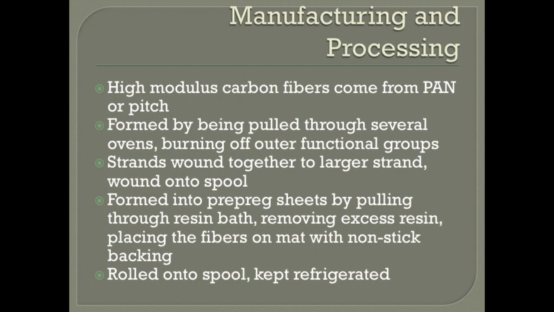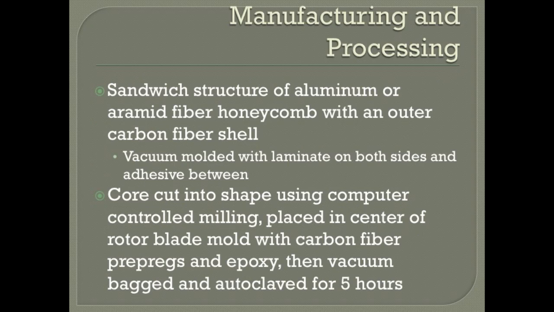Once the fibers are coated in resin, it's important for them to remain refrigerated so that curing doesn't happen too early. The helicopter rotor blade is made using a sandwich structure using either aluminum or aramid fiber honeycomb structure, with a laminate on either side. The honeycomb core is cut into its final shape using CNC machining techniques. Once that is done, it is laid in the mold along with several layers of resin and carbon fiber prepregs, and it is vacuum bagged and put into an autoclave for 5 hours.